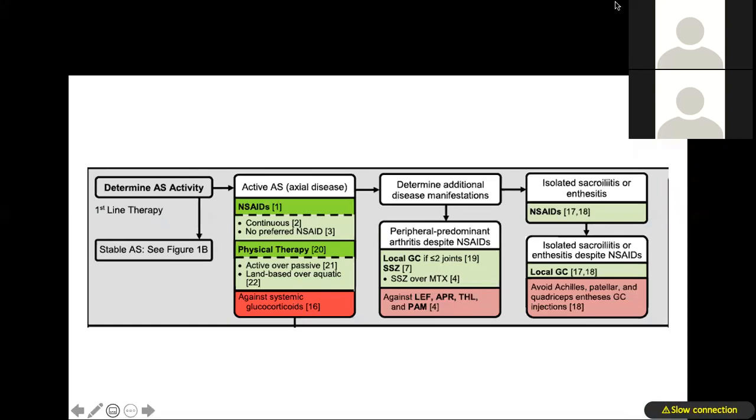Are there any questions about ankylosing spondylitis that you would like me to address before I move on to management? Please type in. Oh, okay. There's a cool question.